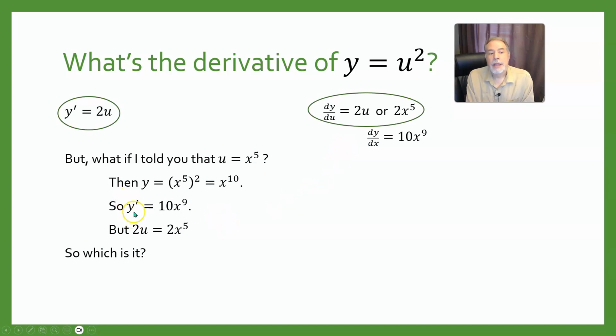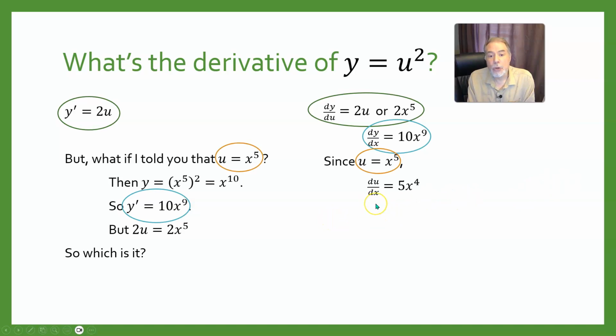But if y equals x to the 10th, that means that dy dx, the derivative of y with respect to x, would be 10x to the 9th. So one of those is the derivative of y with respect to u, and the other one is the derivative of y with respect to x. Now, since u is equal to x to the fifth, the derivative of u with respect to x, du dx, would be 5x to the fourth.